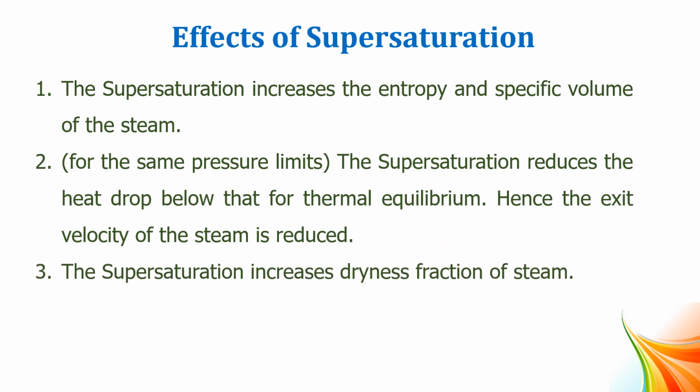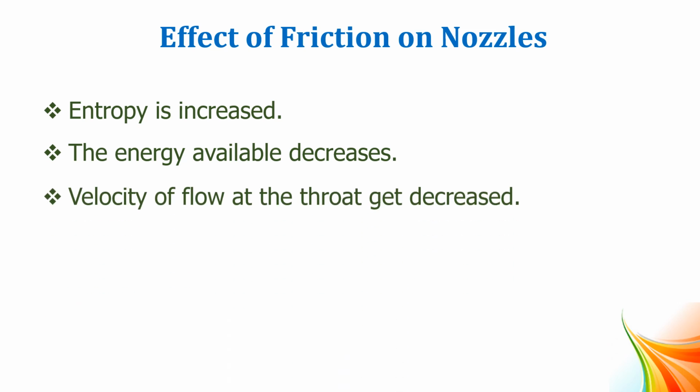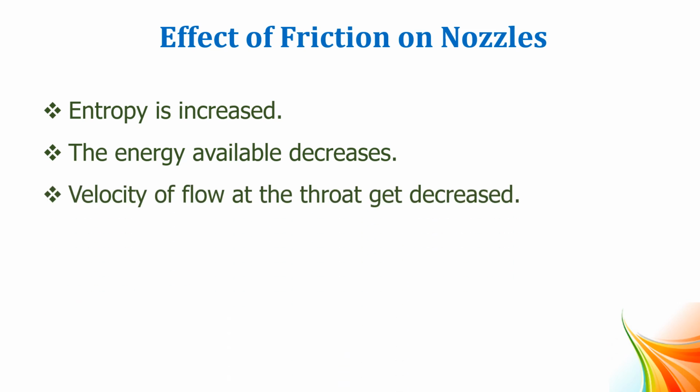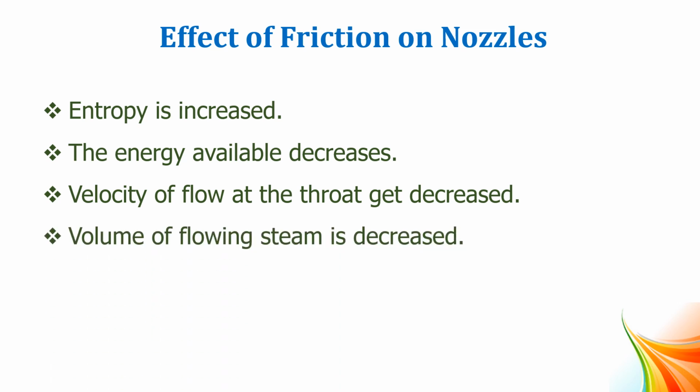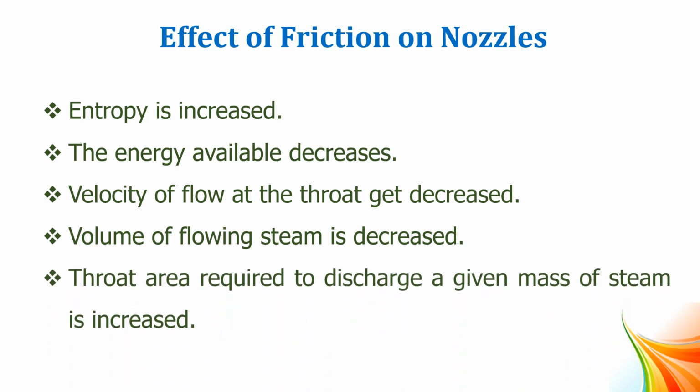And supersaturation increases the dryness fraction of the steam, and entropy is increased. The energy available decreases because of the friction, effect of friction on nozzles. Velocity of flow at the throat gets decreased because of the friction in the nozzle. Volume also decreases. Throat area required to discharge the given mass of steam is increased.